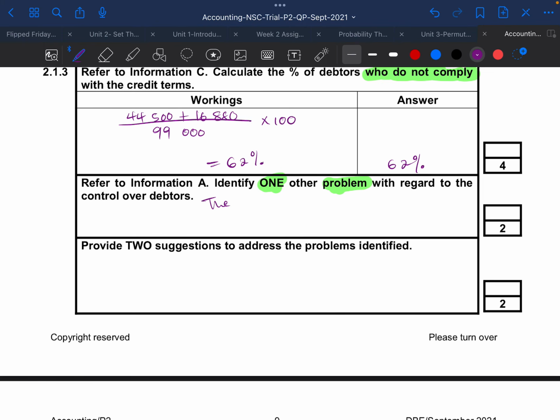So the business continues to trade with debtors that have exceeded their credit limit. All right. Okay, that's just only for 2 marks.